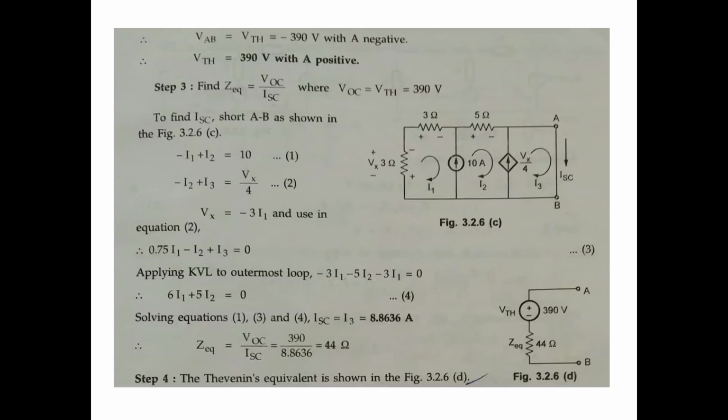Next, easily find Z equivalent. Z equivalent equals VOC divided by ISC, 390 divided by 8.8636, that is 44 ohm. Substitute Z equivalent as 44 ohm and VTH as 390. This is the Thevenin's equivalent shown in the figure, with Z equivalent and VTH.